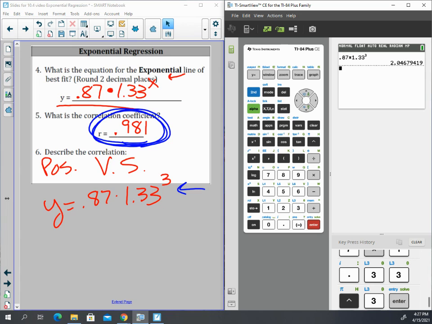So our answer for this, if we went to 2 decimal places, would be 2.05, our Y when our X is 3.